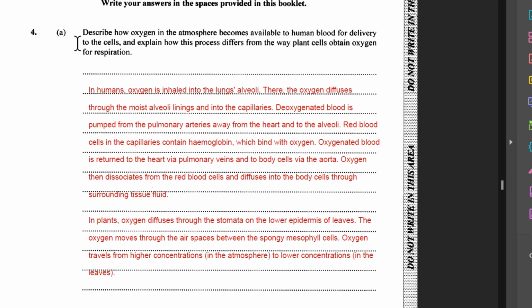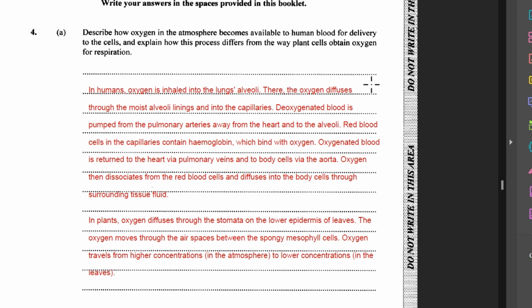Well, first of all, we know that humans, mammals, we get oxygen from the air, we breathe it in. So oxygen is inhaled through our nostrils, it goes down our trachea, our bronchi, bronchioles, eventually it ends up in our lungs, alveoli, or air sacs. From there, the oxygen diffuses through the moist alveoli linings and into the capillaries. So remember, blood is flowing away from the heart at this point, and that will be deoxygenated blood. And red blood cells would be flowing through single file in those capillaries.